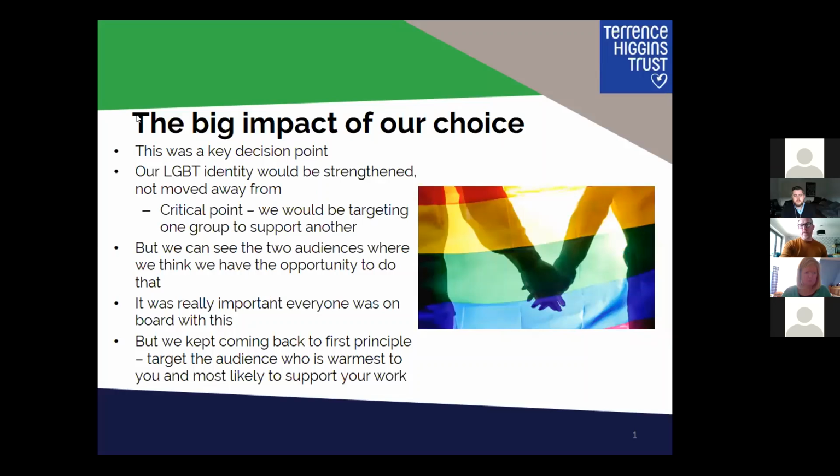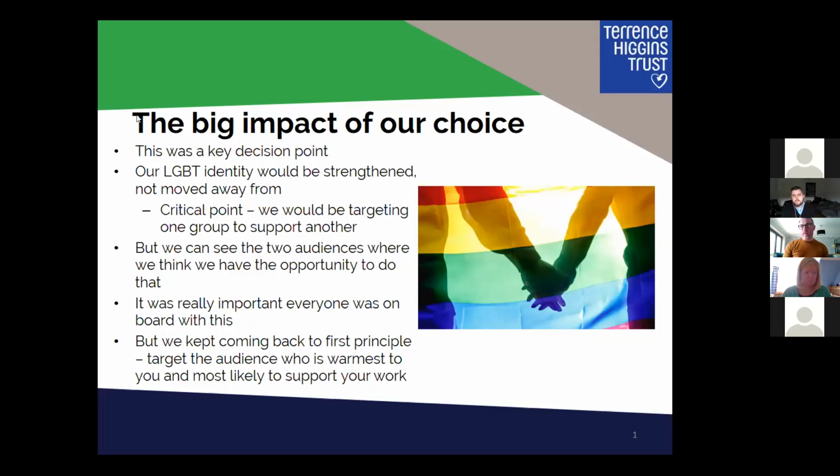And when you do a segmentation, there will come a point at which a load of data will be presented back to you and a load of choices you'll be offered to make. It's really important to get the senior leadership of your organisation involved at that stage, because for us, there had been a big debate going around for a very long time. Is THT basically a gay people's organisation? This was a really strategic decision for us to make.